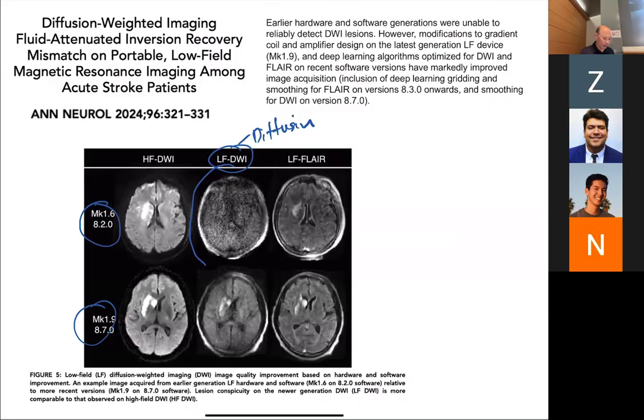So this is the low field. The high field is a conventional scanner, what it would do, and the low field is like this portable scanner. You can see with this version of the software, it's not doing a very good job. And then if you improve the software, you can actually recover the image. Similarly, for this low field fluid imaging, it's improving the image quality just by improving the software.